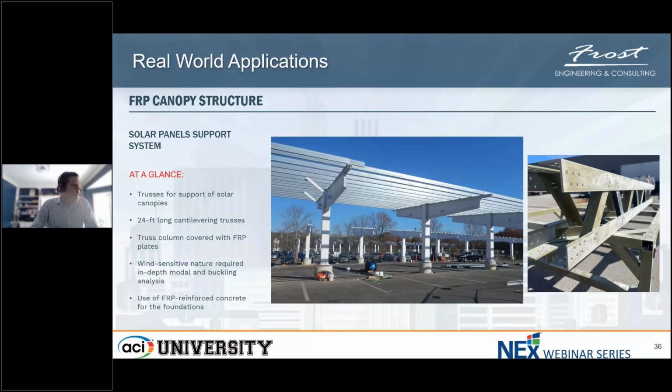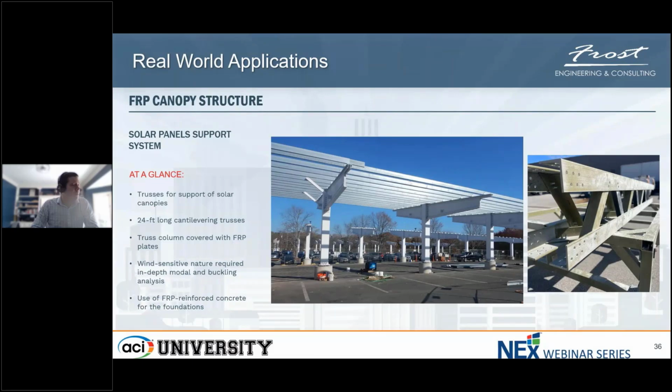So the 24-foot cantilevering beams that are coming out are all FRP. The columns are FRP lattice work with some cladding on them. Reinforced concrete bases, obviously, but those are reinforced with FRP rebar. So the goal here was to have a product that could be fabricated easily, shipped easily because it's lightweight, and it's very corrosion resistant, given that it's mostly FRP with a little bit of light gauge steel on top.